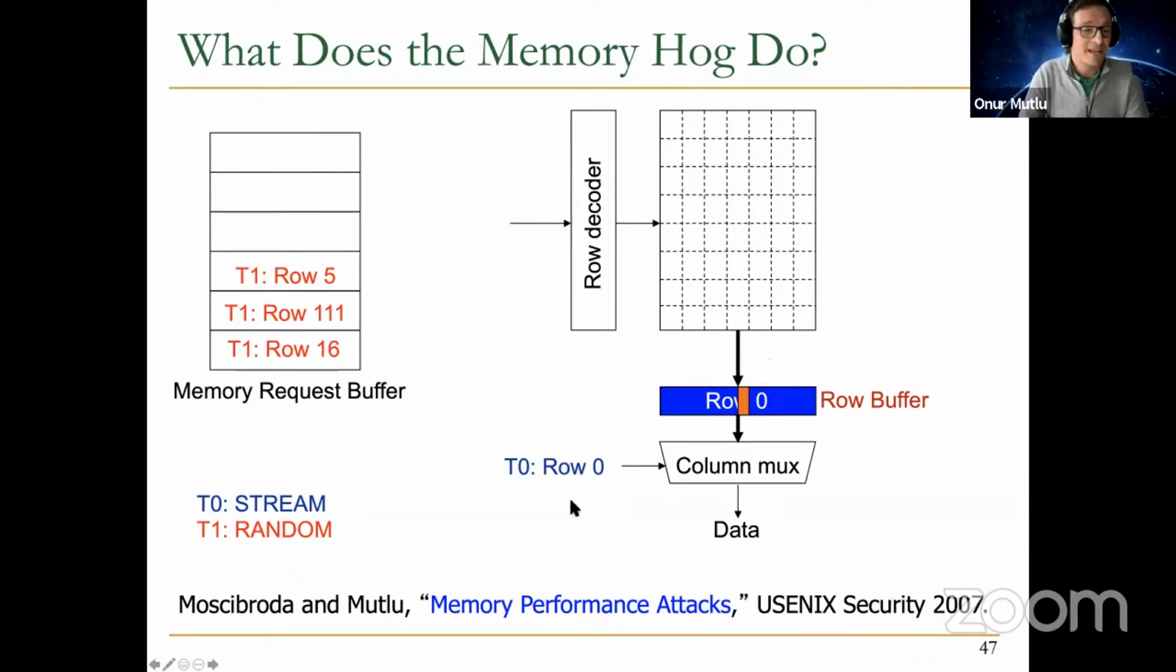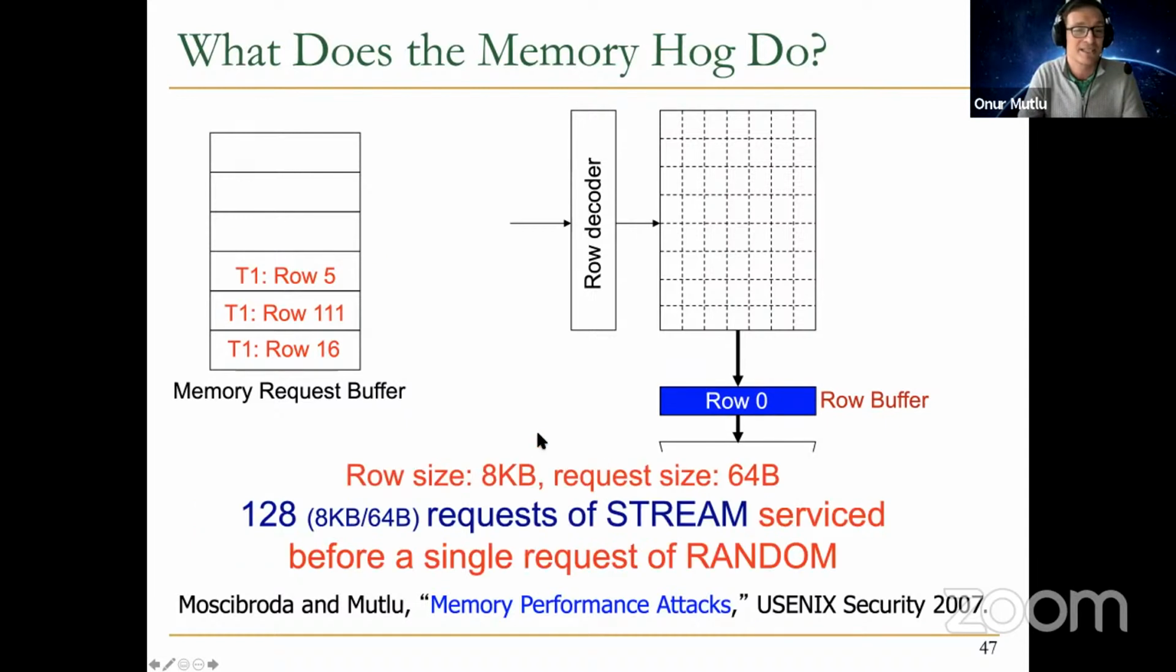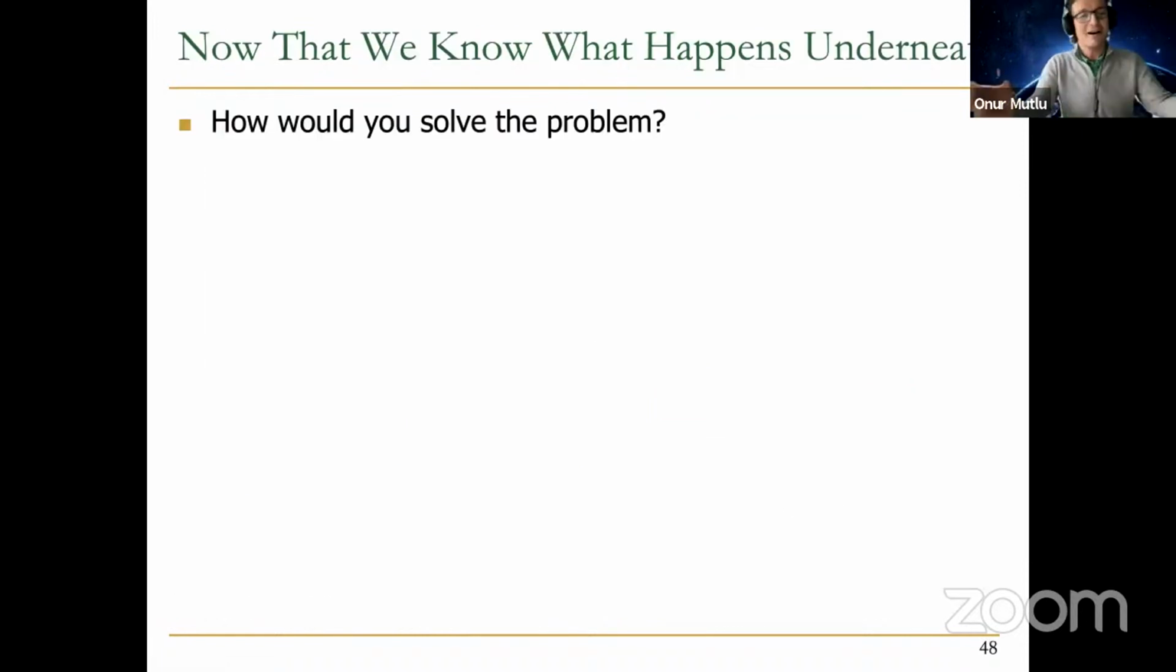So hopefully it's clear. Basically what happened is we've designed the memory controller to prioritize row hits, and the side effect was that an application that doesn't have a lot of row hits got delayed significantly. And you can do the calculations with a row size of 8 kilobytes and a request size of 64 bytes. 128 requests of stream are serviced before a single request of random is serviced. Okay, that doesn't sound good. Now I'm giving you the problem.